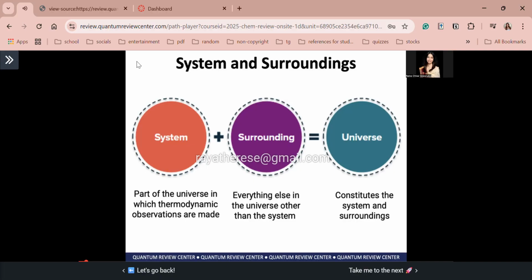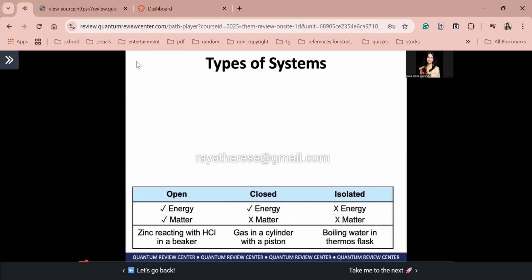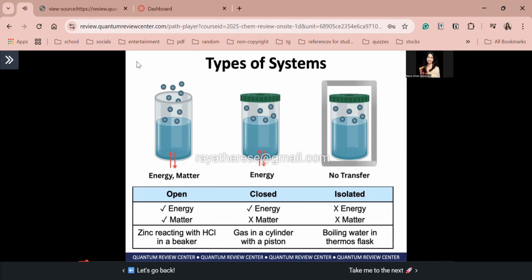So in thermodynamics, guys, concerned tayo in the processes occurring in various systems. And these are the types of systems: open, closed, and isolated systems. We can describe these types of systems based on the energy and matter they transfer. First, for an open system, energy and matter can both be transferred between the system and the surroundings.